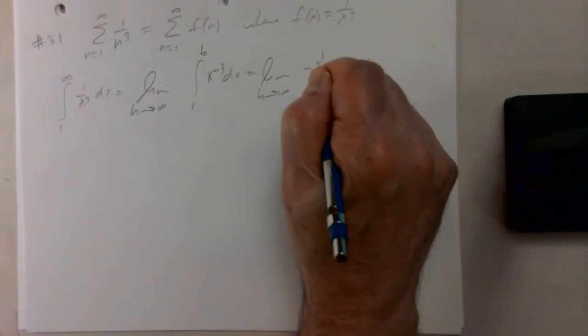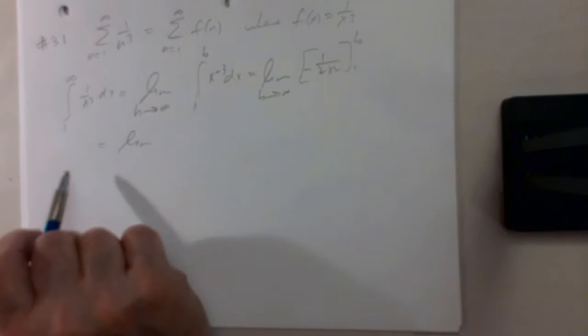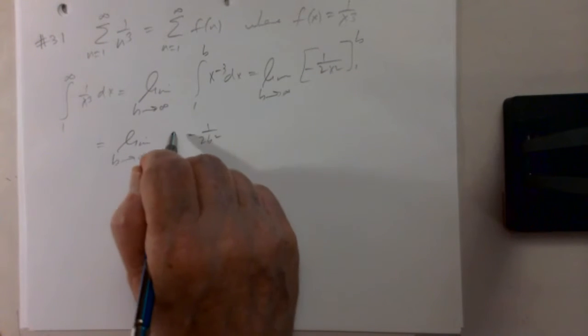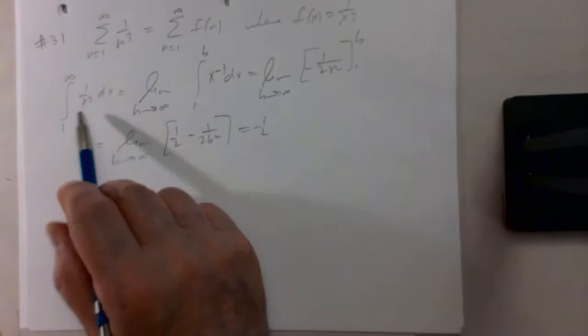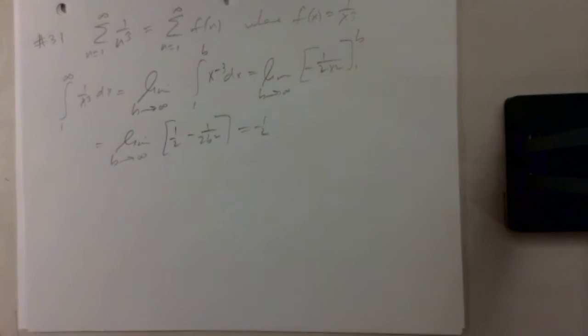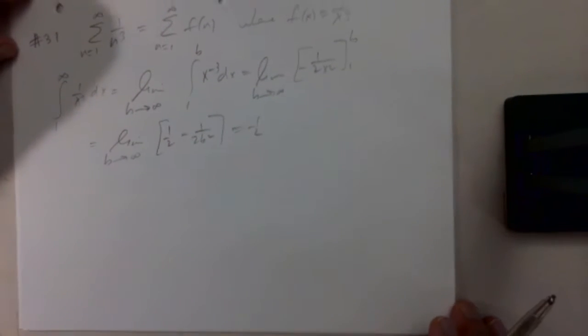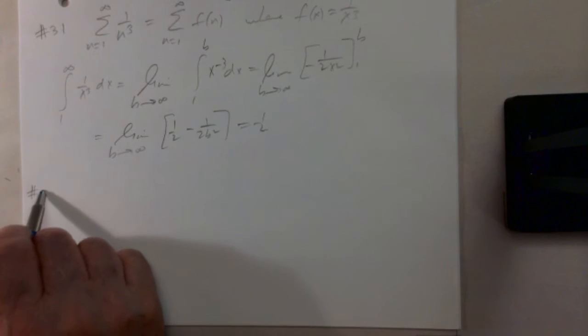The integral of x to the minus 3 is minus 1/2 x to the minus 2, 1 over 2x squared, evaluated from 1 to b. So this is the limit, b goes to infinity, of minus 1 over 2b squared, minus is plus 1/2. And as b goes to infinity, this goes to 0. So this is 1/2. So this improper integral exists. Therefore, the infinite series converges. That makes sense?